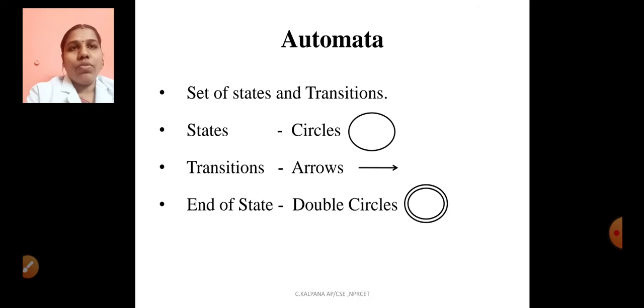So we have to know what is automata. Automata means set of states and transitions. States can be represented as circles and transitions can be represented as arrows. That is the movement of one state to another state. That can be represented by arrow mark, and end state is represented by double circle. So this is the basic concept or basic diagram about automata.